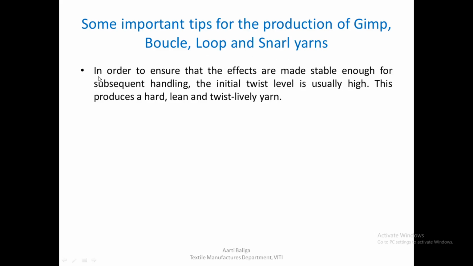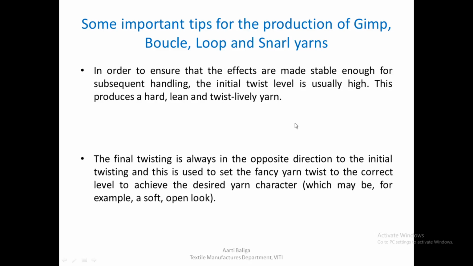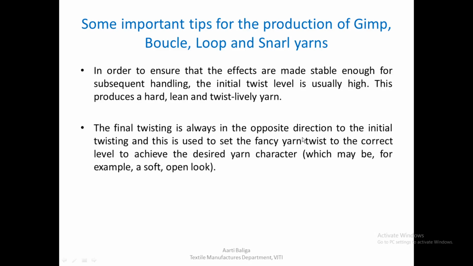and snarl. In order to ensure that the effects are made stable enough for subsequent handling, the initial twist level is usually high. This produces a hard, lean and twist lively yarn. The final twisting is always in the opposite direction to the initial twisting, and this is used to set the fancy yarn twist to the correct level to achieve the desired yarn character, which may be, for example, a soft or open look.